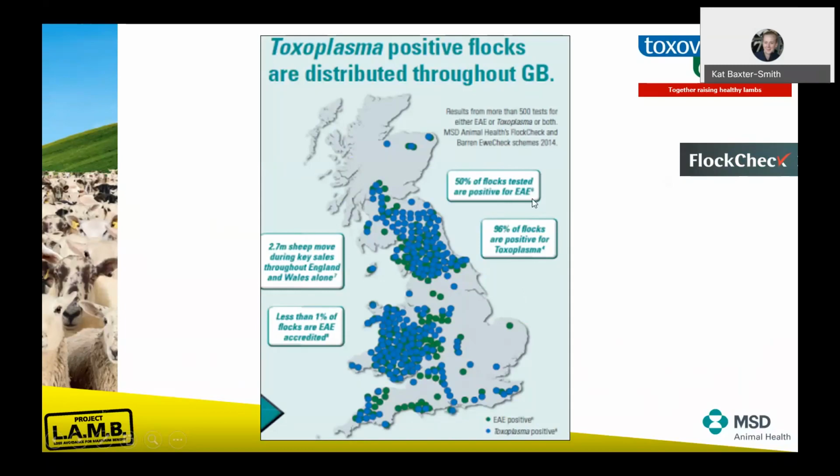50% of the flocks tested were also positive for Enzo. And there's a lot of sheep movement in the sales period. So 2.7 million sheep moved during the key sales period. And so Enzo is very easy to pass from flock to flock. Less than 1% of flocks are EAE accredited as well, so it isn't easy to buy Enzo-free animals.